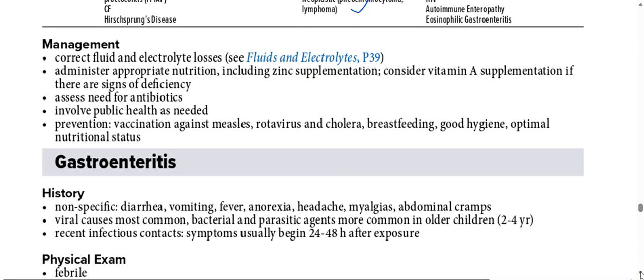Now the management: correct fluid and electrolyte losses, administer appropriate nutrition, including zinc supplementation and vitamin A supplementation, assess the need for antibiotics, and involve public health if needed. Prevention is vaccination against measles, rotavirus, and cholera, and breastfeeding, good hygiene, and optimal nutritional status.